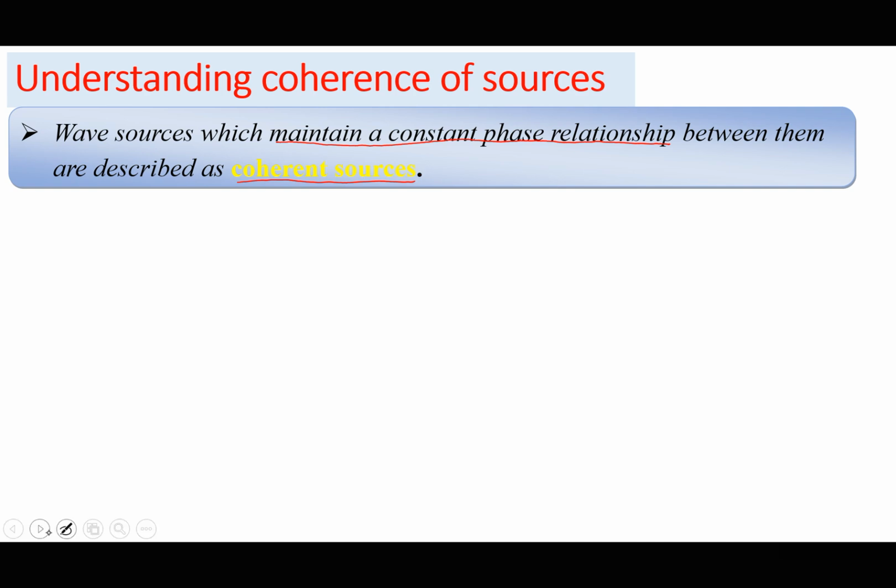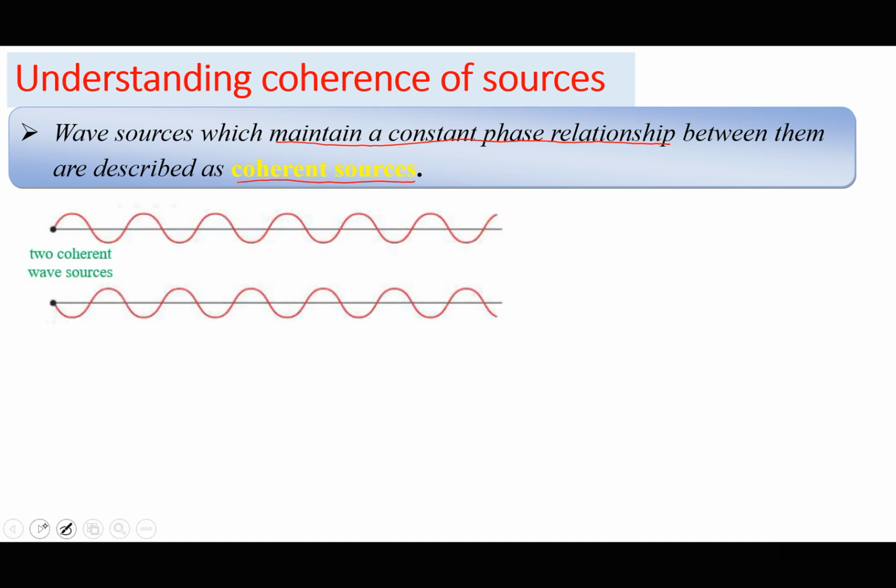So if, for example, we have two sources of waves, A and B, and they produce their waves, the waves produced will always maintain a constant phase difference between them. You notice that here, these two waves were in antiphase, and all the waves produced are in antiphase throughout. So here we say the waves are coherent.